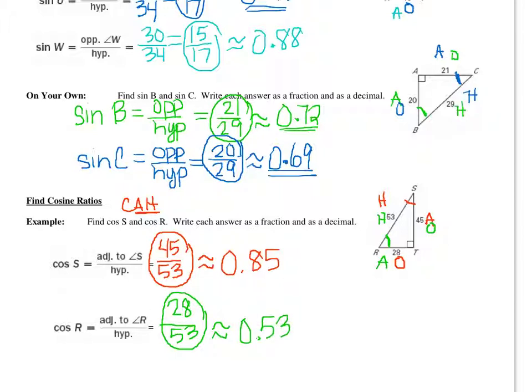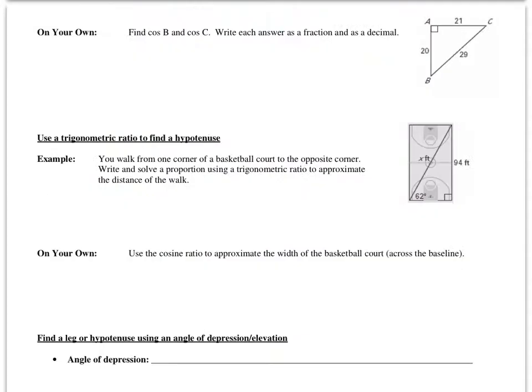All right, let's look at the next side of this page. Okay, this one says find the cosine of B and the cosine of C. This is an on your own. It's just like the one we just did. We want to write each answer as a fraction and as a decimal. So we'll start with the cosine of B. CAH, cosine is adjacent over hypotenuse. So CAH, adjacent over hypotenuse.